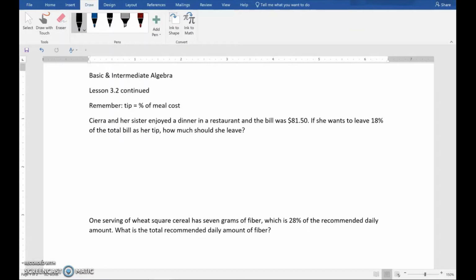Sierra and her sister enjoyed a dinner in a restaurant and the bill was $81.50. If she wants to leave an 18% of the total bill as her tip, how much should she leave? So remember, the first thing we do, we've read the problem completely. The next thing we do is we figure out what are we trying to find. In this case, we want to find the tip.